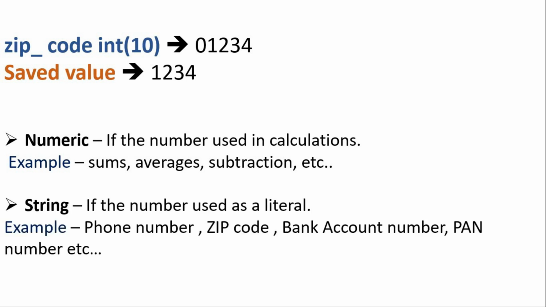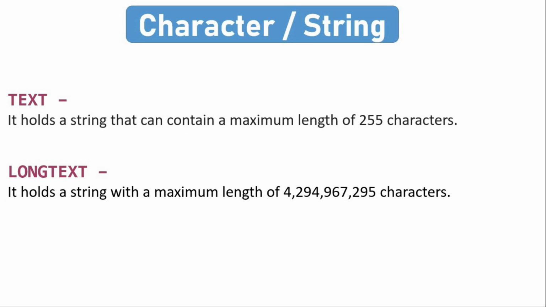And if it is used as a literal string, then it belongs in a string data type column. Now after this, the next data types are text and long text. Both can store strings, but the text data type can store a maximum length of 255 characters, while long text can store up to 4 GB.